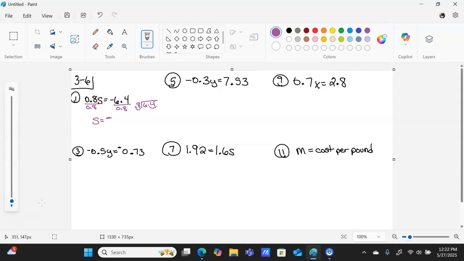I'm going to have to move my decimal one place. So I get 8 into 64, which is just 8. So I get negative 8. Number 3, divide both sides by negative 0.5. Again, negative divided by a negative, I'm going to get a positive this time.